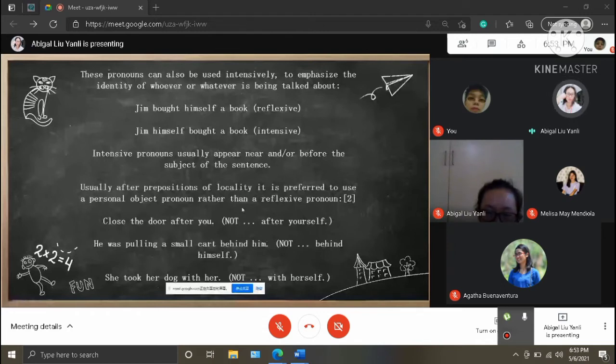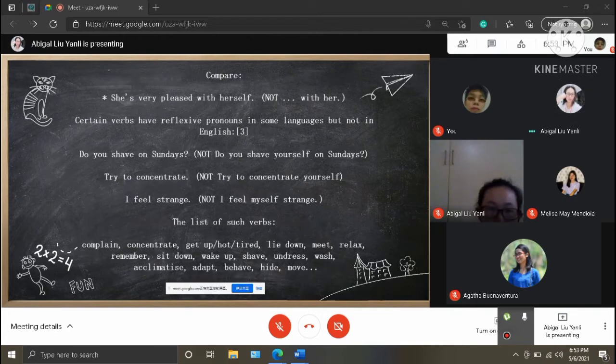Close the door after you, not close the door after yourself. And another example, he was pulling a small cart behind him, not he was pulling a small cart behind himself. And another example, she took her dog with her, not she took her dog with herself. Compare: she is very pleased with herself.